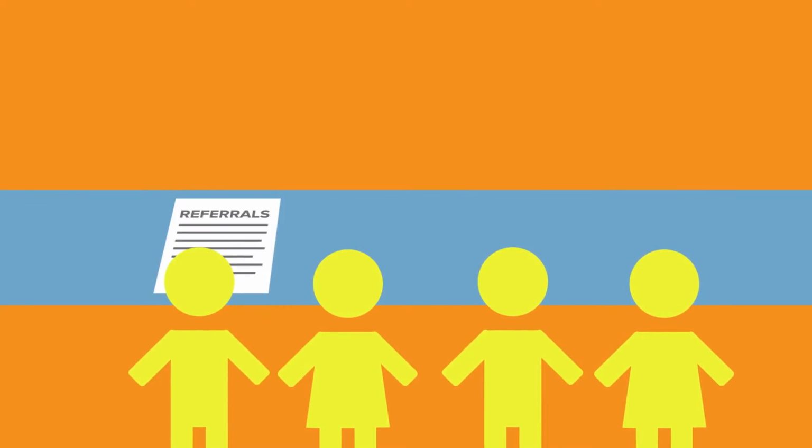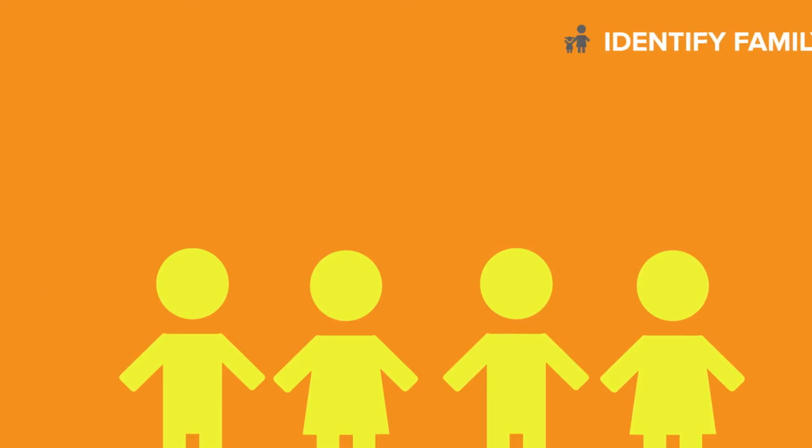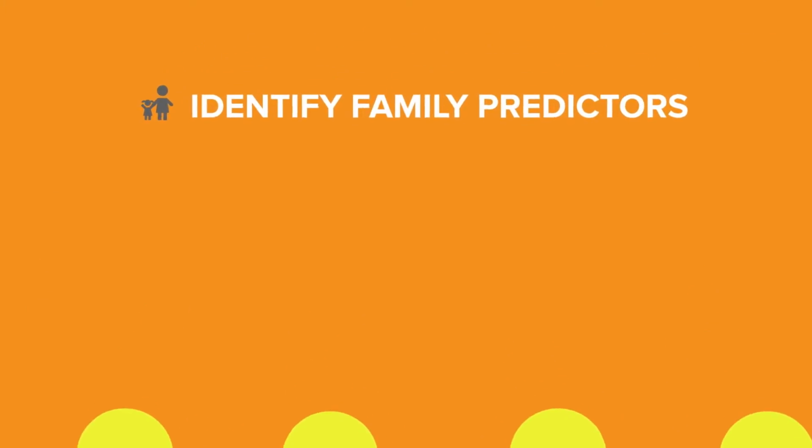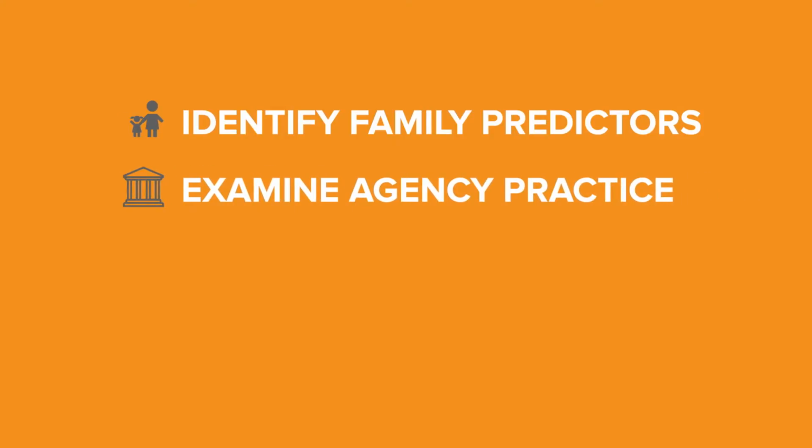the applicable referrals, investigations, and case data. The team might look for similarities in child and family characteristics, behavior, and circumstances, trying to identify possible predictors of referral, like risk and protective factors. It might also examine the agency's investigation processes and quality of service delivery to the families.